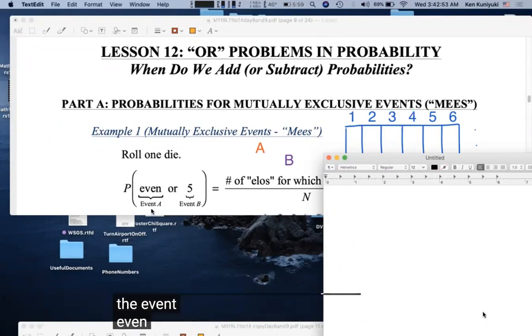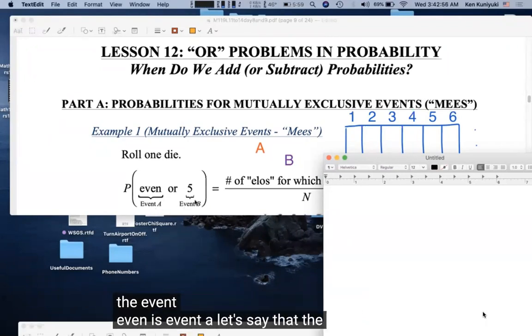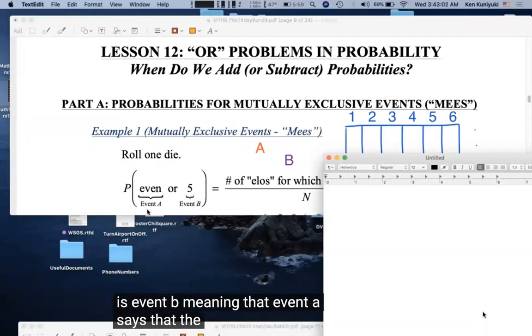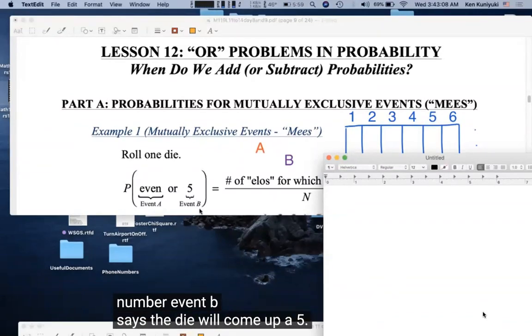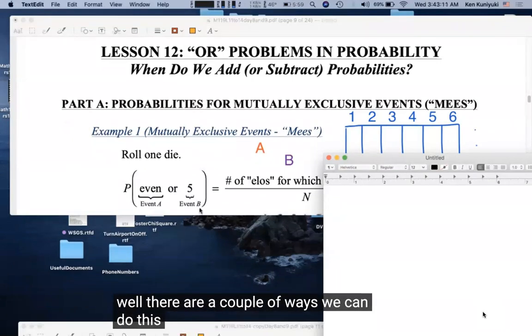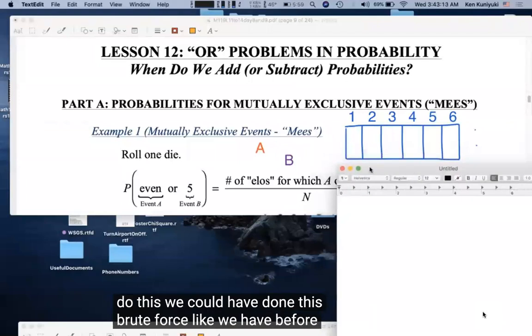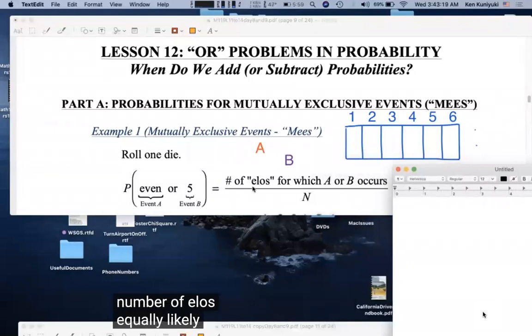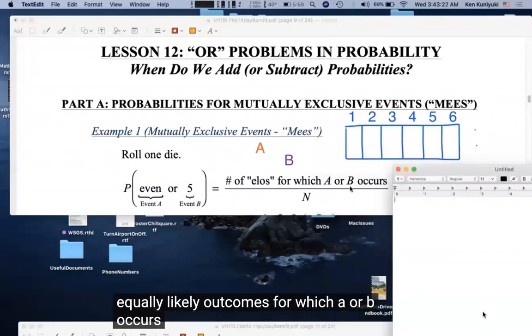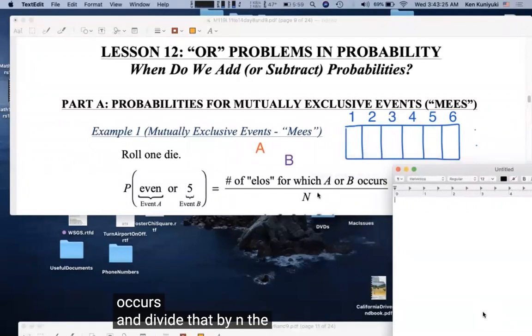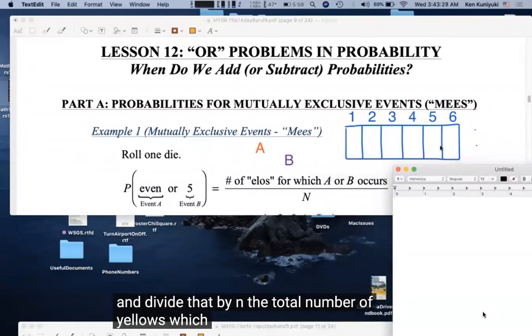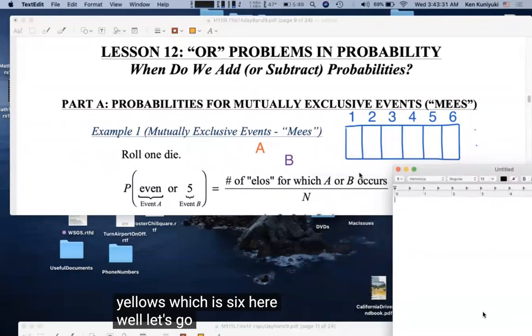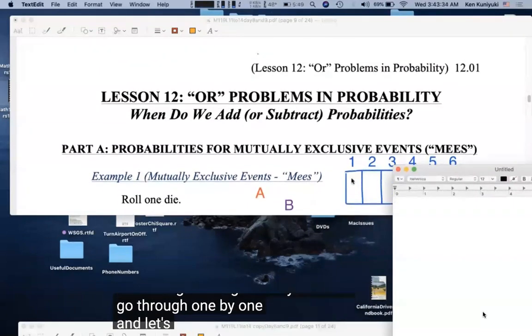Let's say that the event even is event A, and the event 5 is event B, meaning that event A says that the die will come up an even number, event B says the die will come up a 5. Well, there are a couple of ways that we can do this. We could have done this brute force, like we have before. So in the numerator, we count up the number of ELOs, equally likely outcomes, for which A or B occurs, and divide that by N, the total number of ELOs, which is 6 here. Well, let's go through one by one, and let's see what happens.